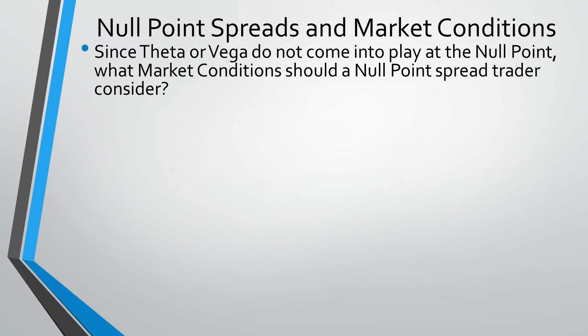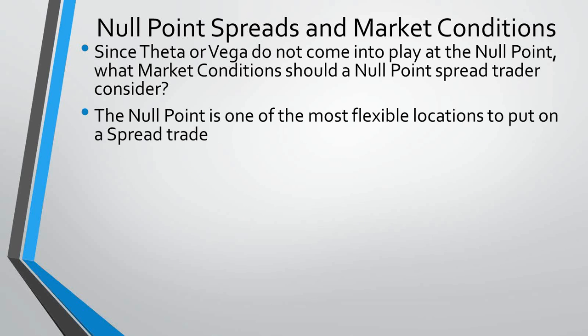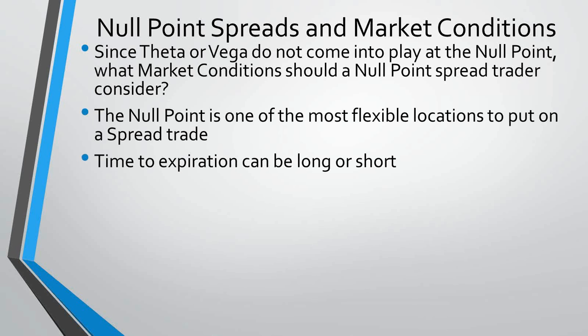Since Theta and Vega do not come into play at the null point, what market conditions should a null point spread trader consider? Well, the null point is one of the most flexible locations to put the trade on. Time to expiration can be long or short. It doesn't matter. You find a spread, you have to have some market opinion because you don't just want it sitting there, but it doesn't matter if it's 15 minutes until the spread expires, 2 hours, or 8 hours. The time decay isn't going to hurt you or help you, so you can be flexible on the time to expiration.